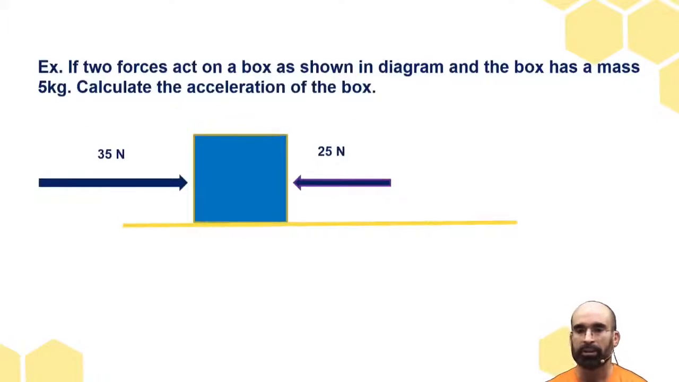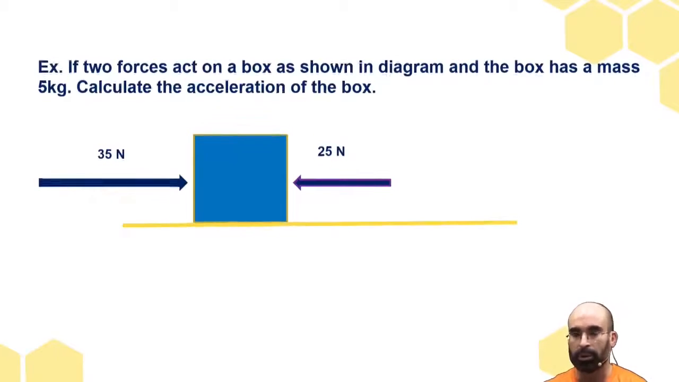Now, let us have a question. If two forces act on a box as shown in the diagram and the box has a mass of 5 kg, calculate the acceleration of the box. Here we see there are two forces acting. From the left side 35 newtons, from the right side 25 newtons.